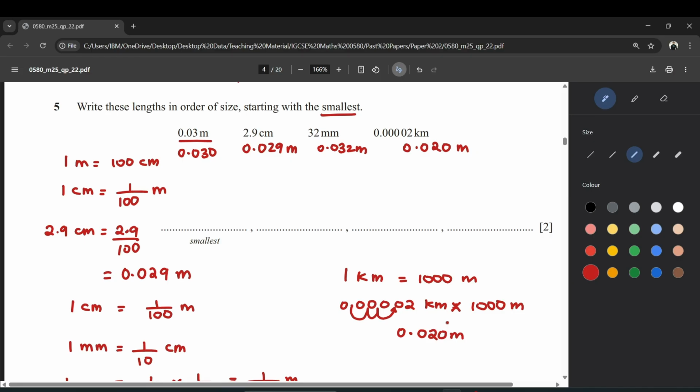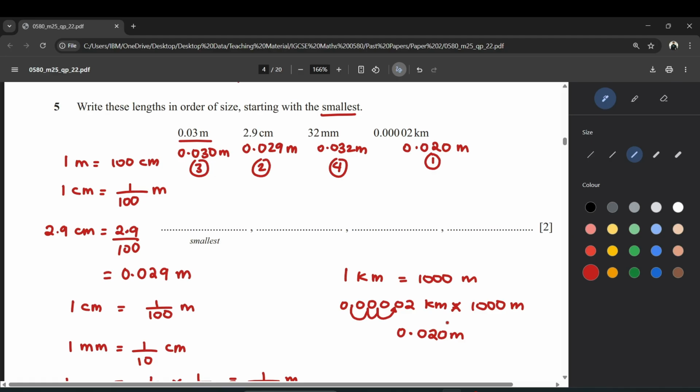Now, since all of these values are in the same units, it is quite easy to compare them. Because we need to arrange them with the smallest first, the smallest is going to be this one. After that is going to be this one. Then this is number 3, and this is number 4. Make sure that while you're writing in the blanks, you do not write the converted values, but you write the original values.